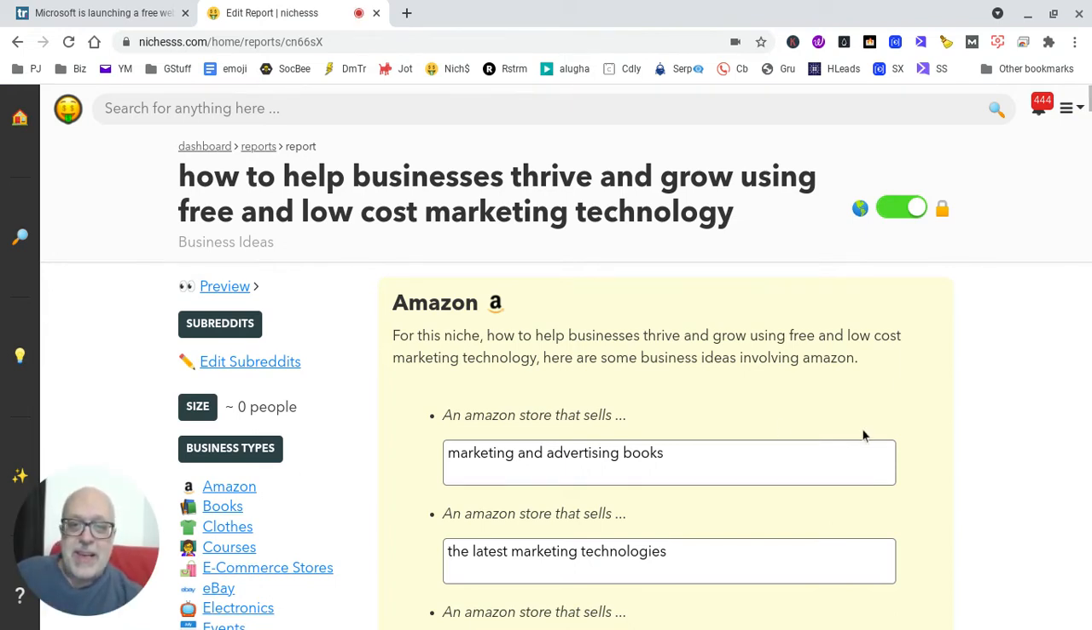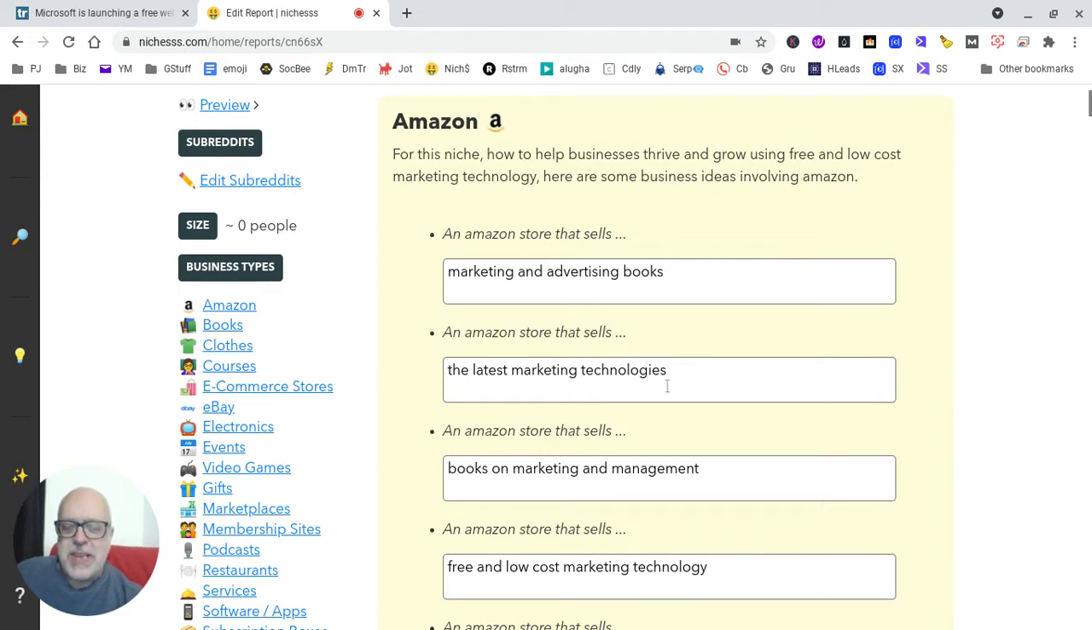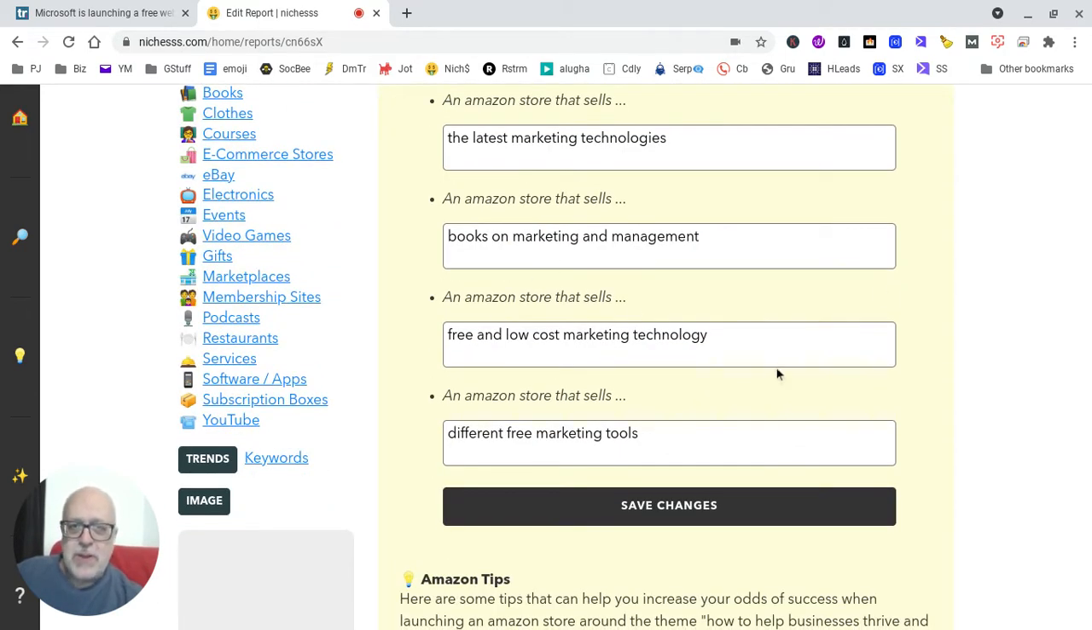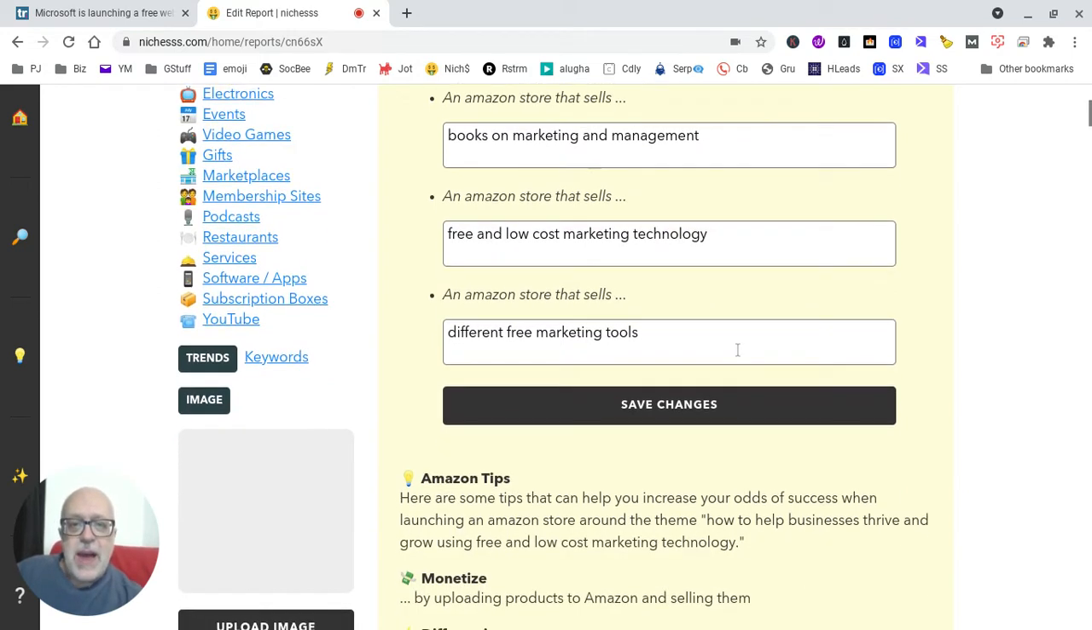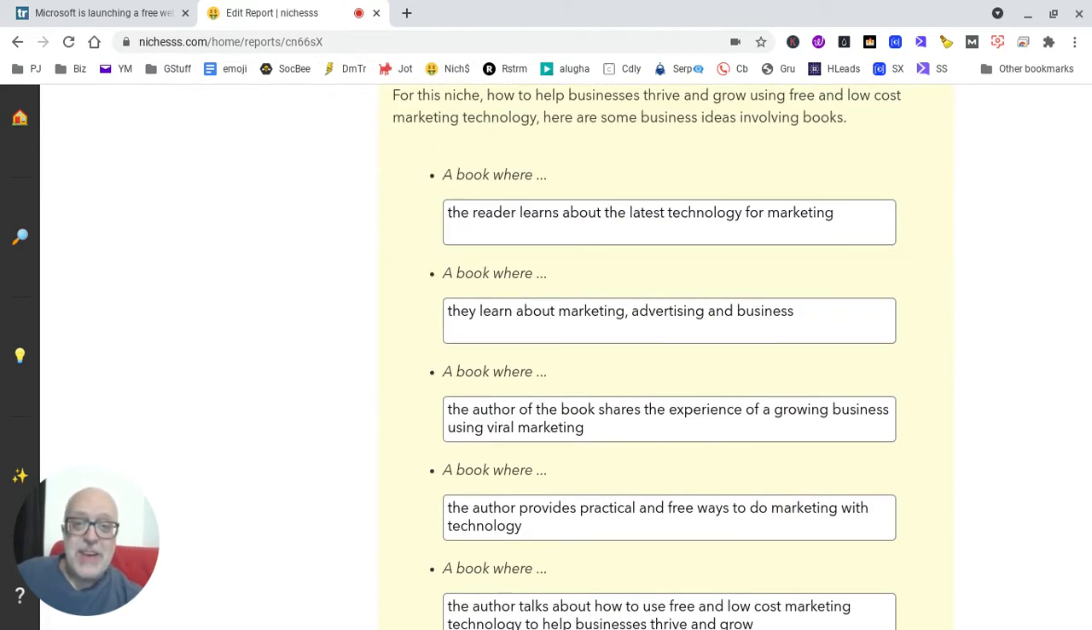So an Amazon store that sells marketing and advertising books, as you would expect. A store that sells latest marketing technologies, you could probably hone this around gadgets, etc., for small businesses, medium-sized businesses. Books on marketing management, nothing really there. Free and low-cost marketing technology, yeah, you could turn that into kind of courses, probably, strategies. An Amazon store that sells different free marketing tools that you can't sell free, can you? I don't suppose. You could sell coaching and how to use them.